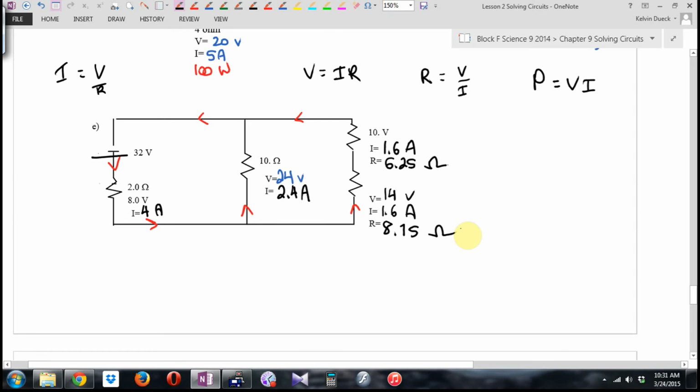Now, for giggles, how about we find the power? How many watts is each of these? How many watts is that one? Now, I can't tell if I've totally lost you, or if you guys are just tired after spring break. How do you find power? Nothing? There you go.